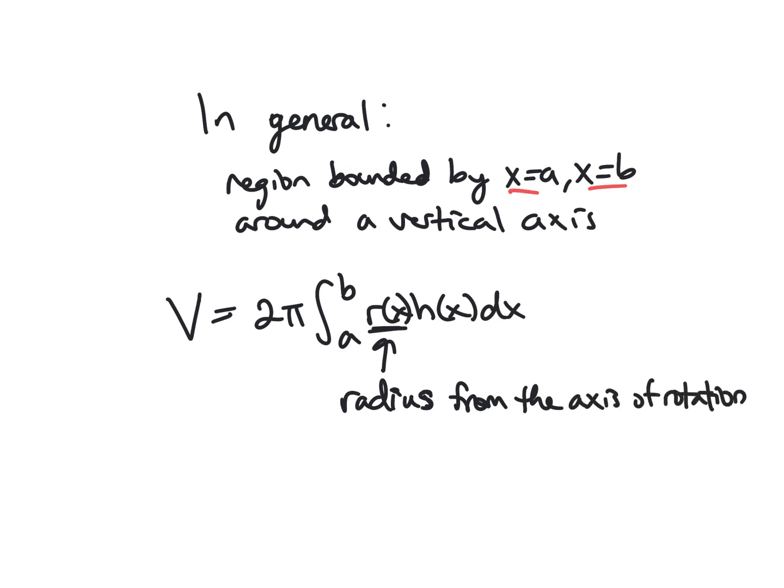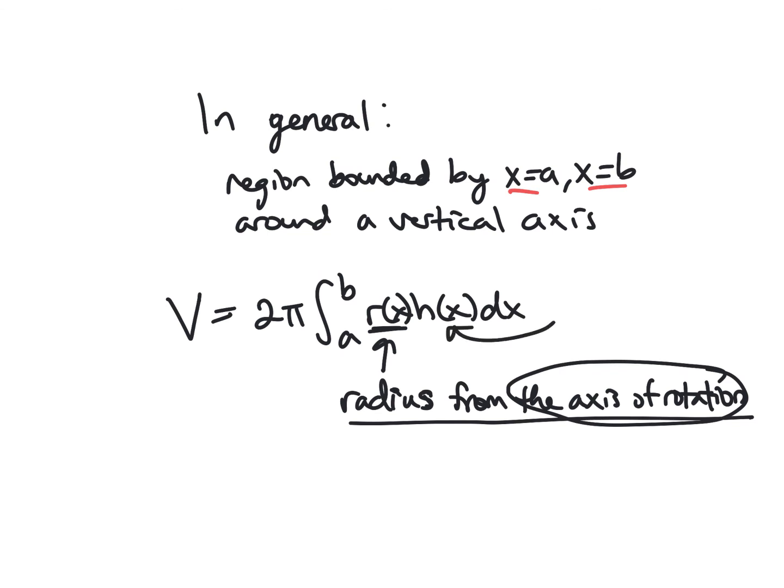So always think of where you are rotating from. Last time was just around the y-axis, so it was just go from 0 to x. But if we had revolved around x equals -1, we would have had to go one farther. So always think about that with your radius. It's always from the perspective of the axis of rotation. And then our height is h of x here. This is our height, and that's usually just given by the function itself. So this is the general formula.